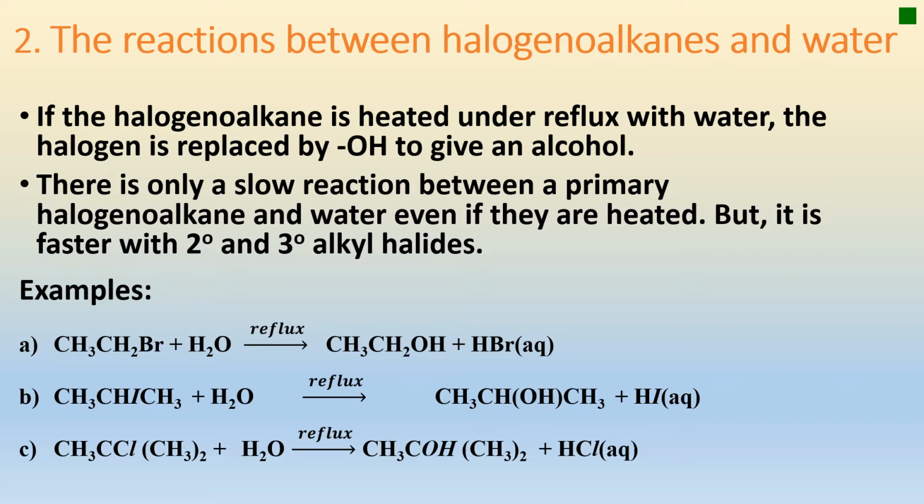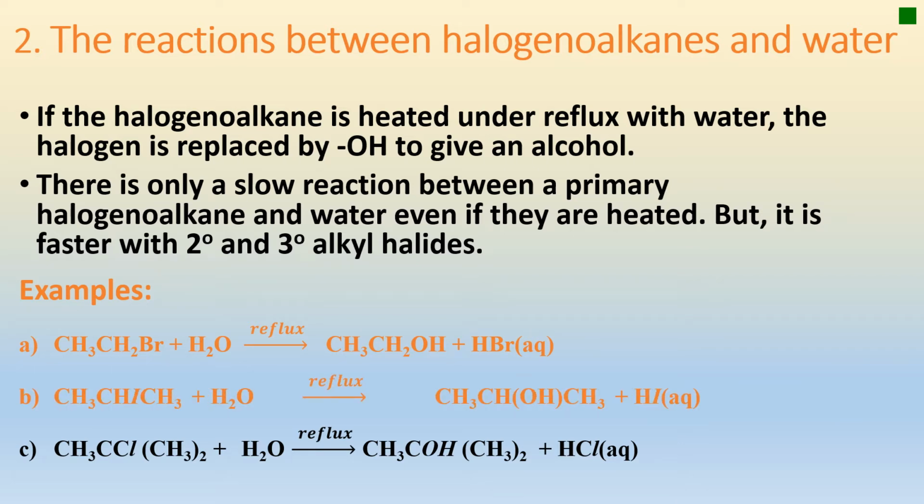The reason is that a primary alkyl halide is less reactive compared to the other alkyl halides, and water is a weak nucleophile. When both react, their reaction will be very slow. Let us use examples and see how primary, secondary, and tertiary alkyl halides undergo substitution reaction using water nucleophile. Bromoethane is reacting with water to give ethanol. Iodopropane is reacting with water to give propanol, and methylchloropropane is reacting with water to give methylpropanol.